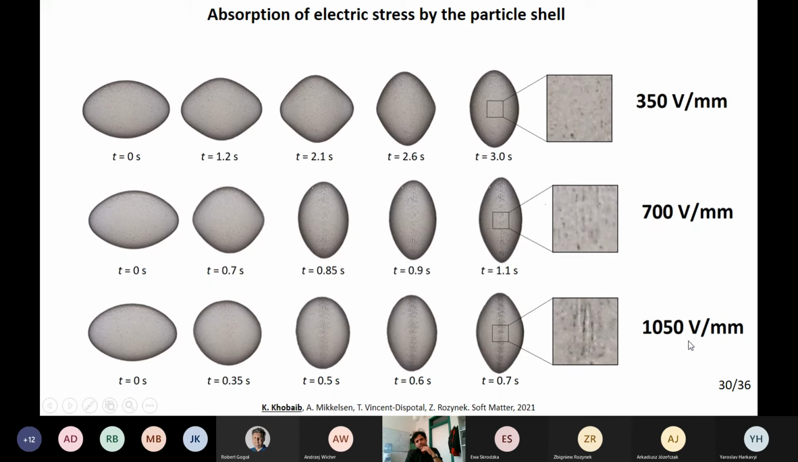But when we apply the strongest electric field, the particles do not get enough time to rearrange themselves, and they release the stress by formation of wrinkling, and they change the shape from prolate to oblate.